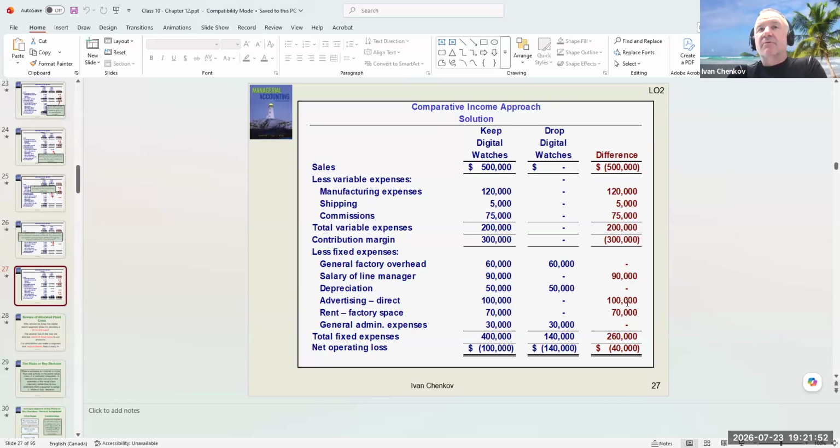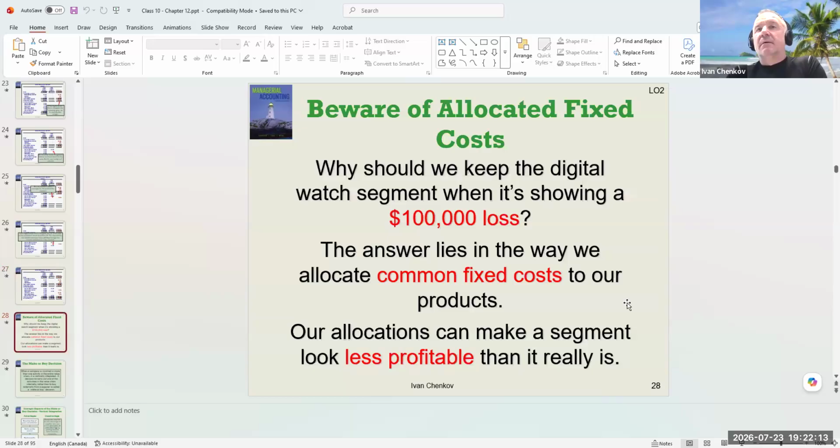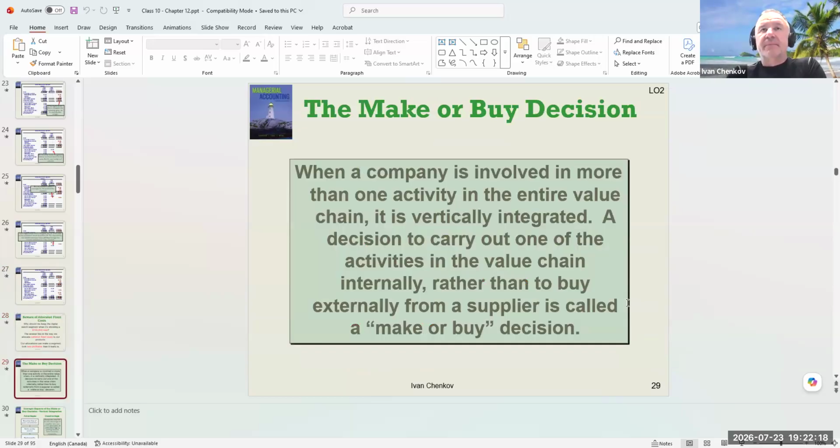Common costs are the general factory overhead, general administrative expenses. Depreciation is just depreciation. Again, there's no cash in the depreciation. So for that reason, once we eliminate those three, we come to the conclusion that this division should stay. That's the first decision.